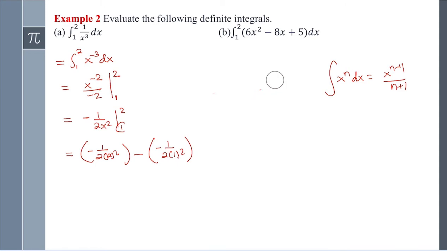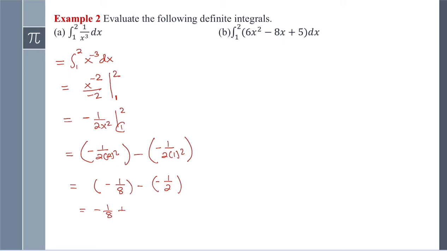And then we'll just evaluate that. You can either put it into the calculator, or we can do this by hand. So the first one becomes negative 1 over 8. And then we have minus negative 1 over 2. So this becomes negative 1 over 8 plus 1 over 2, which is 3/8.